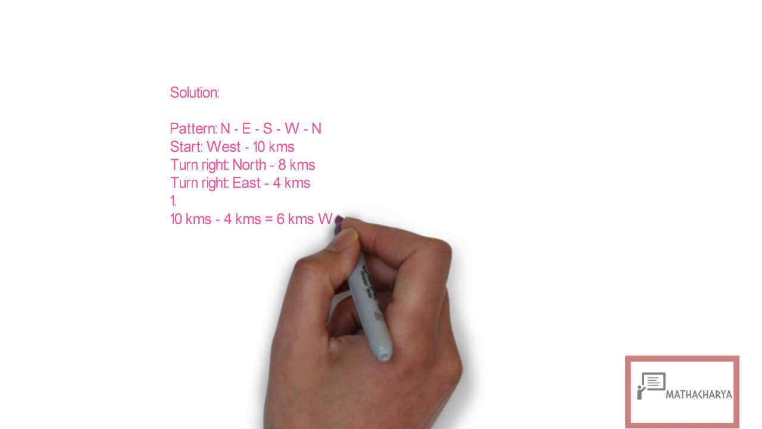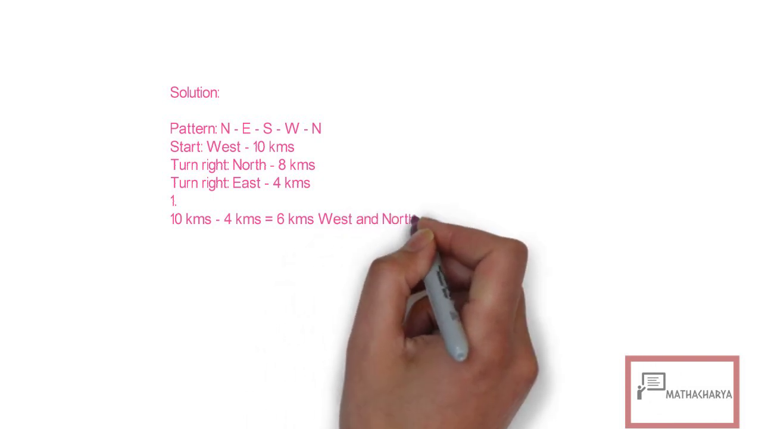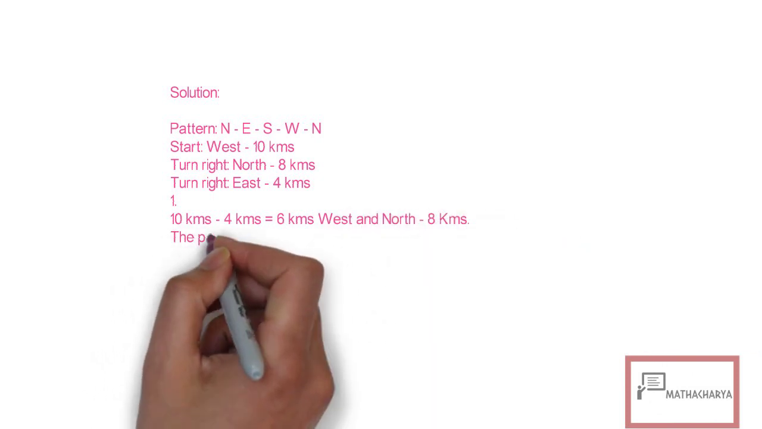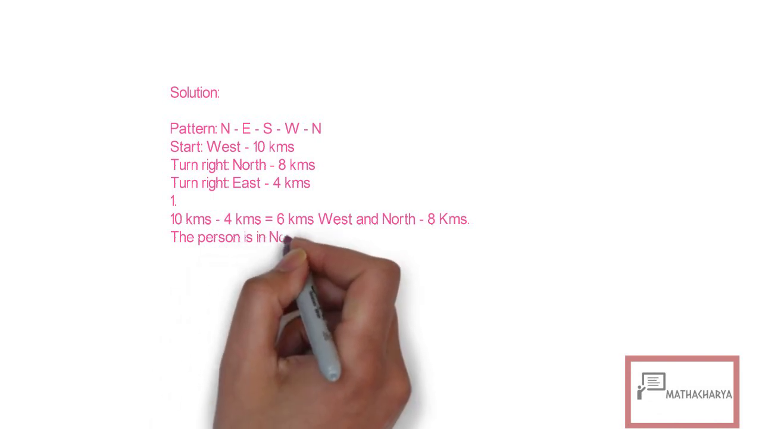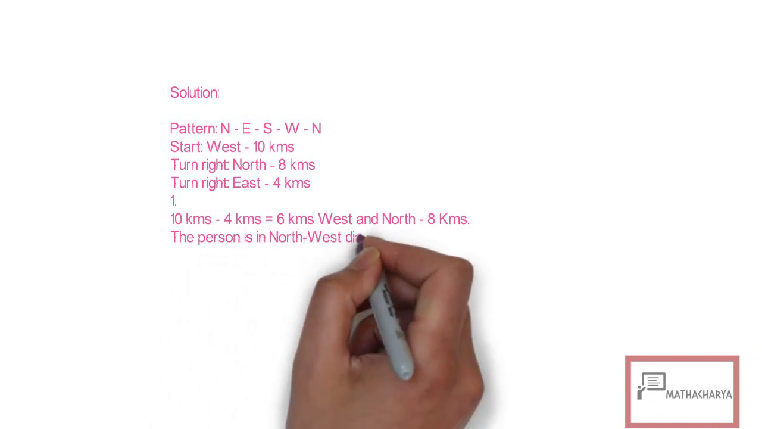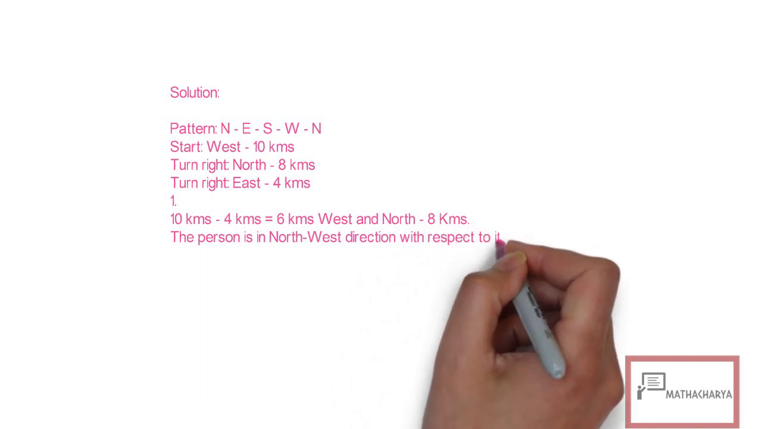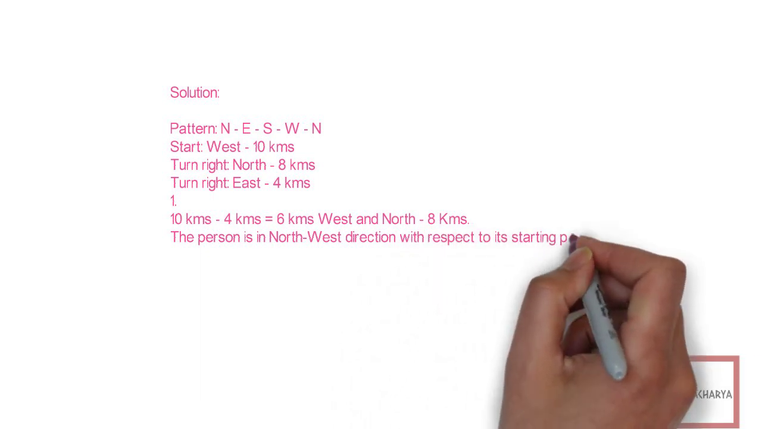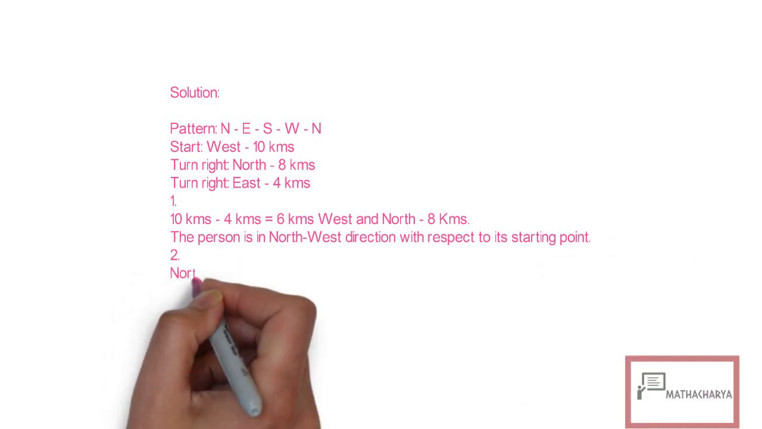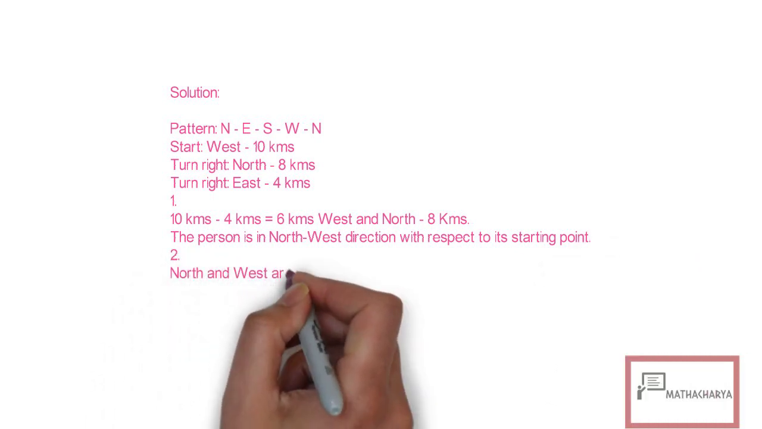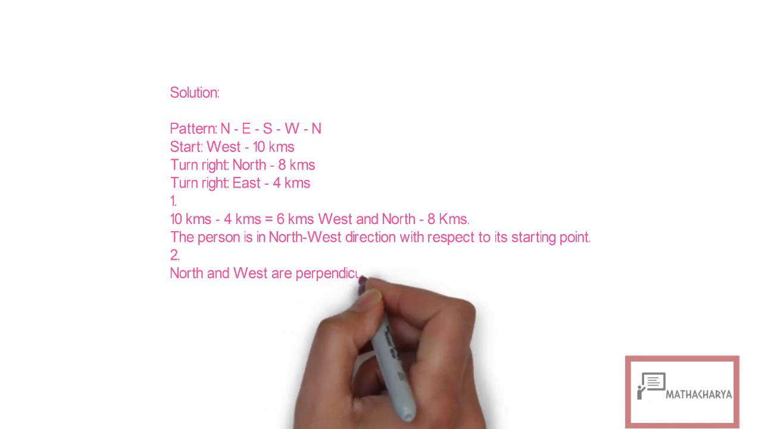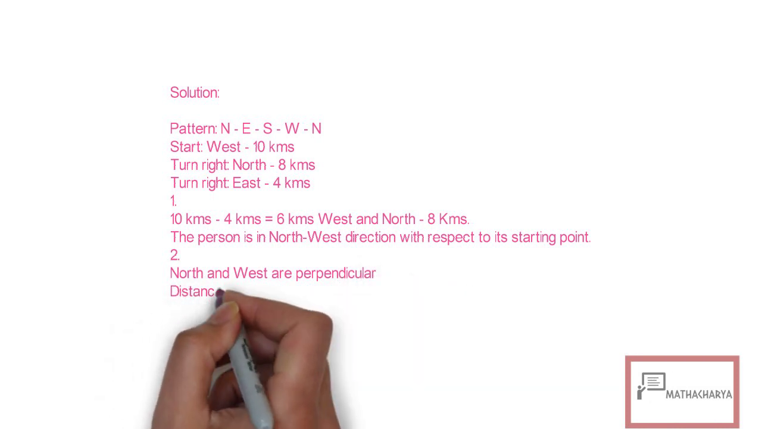He will move for 4 kilometers in this direction and will stop there. As east and west are opposite directions, subtract lesser from greater. Here east from west. On subtracting, we get 6 kilometers west. Now, the resulting direction is north 8 kilometers and west 6 kilometers. Therefore, Vijay is in northwest direction with respect to his starting point.